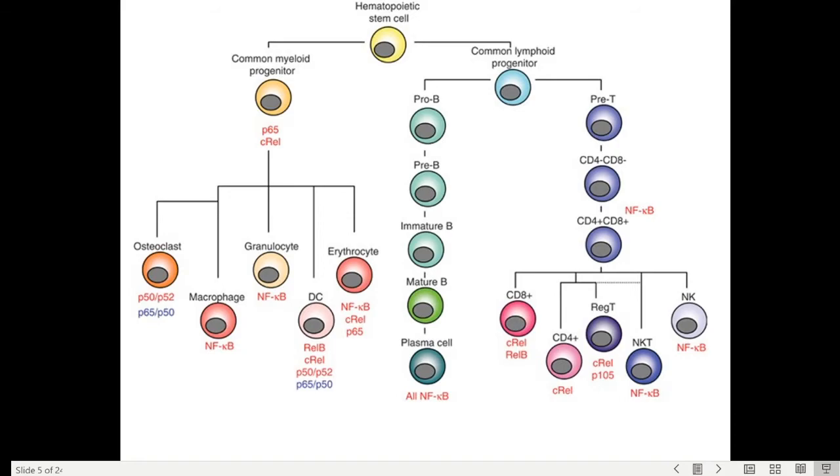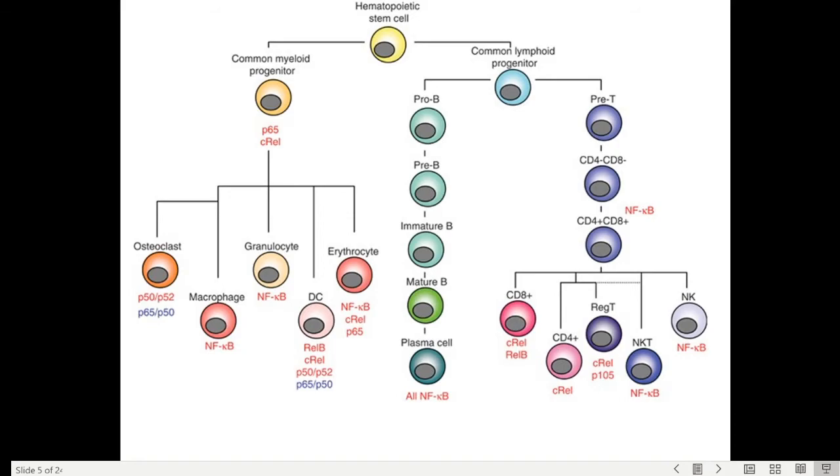Okay, in the osteoclast they have the P50 and P52 compounds. Macrophages produce a response based on NF Kappa-B, a granular response for NF Kappa-B. Dendritic cells are produced by the myeloid progenitor cell, and they are activated by activating some genes. The same process happens in the lymphoid progenitor cell. In the lymphoid progenitor cell we have two options: one is pro B cell, the other pro T cell.